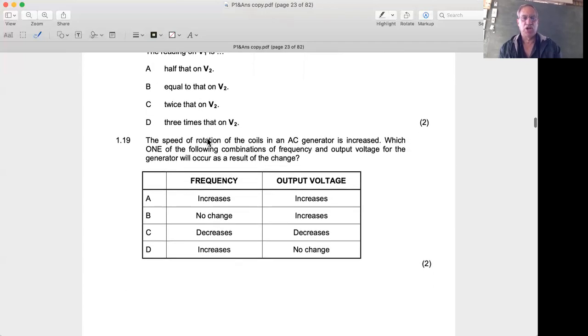The speed of rotation of the coils of an AC generator is increased. Which one of the following combinations of frequency and output voltage for the generator will occur as a result of the change? Okay, if the frequency increases, the output voltage increases. So the speed of rotation increases, then the frequency obviously will increase, and the output voltage will increase. So the answer is A. So there we go.